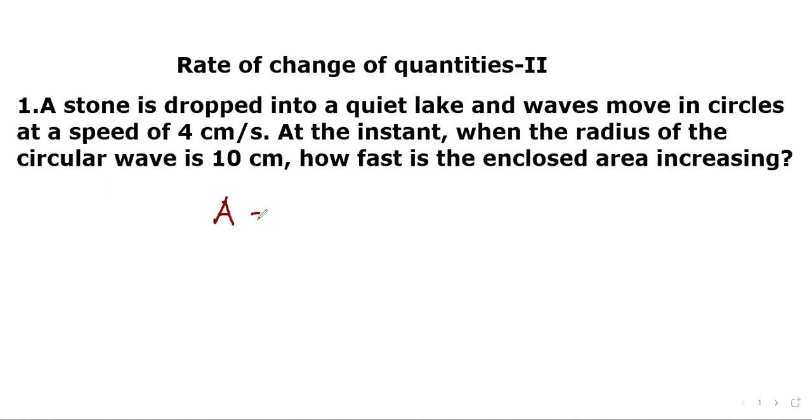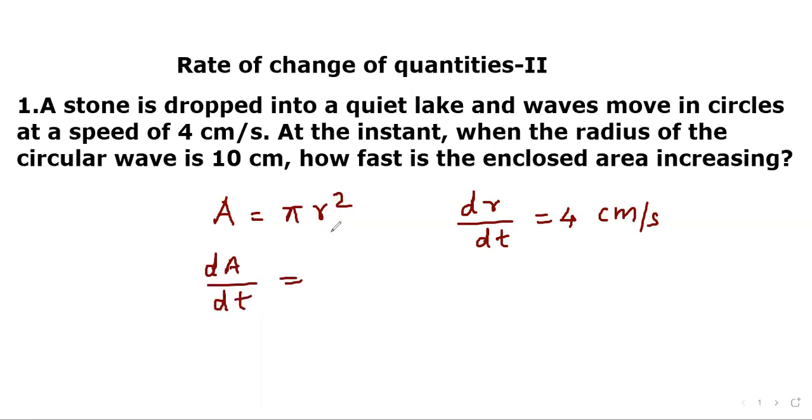Area of a circle is given by pi r squared. Here, the question says waves move in circles at a speed of 4 centimeters per second. It means dr upon dt is given, that is 4 cm per second. We have to find out dA by dt.